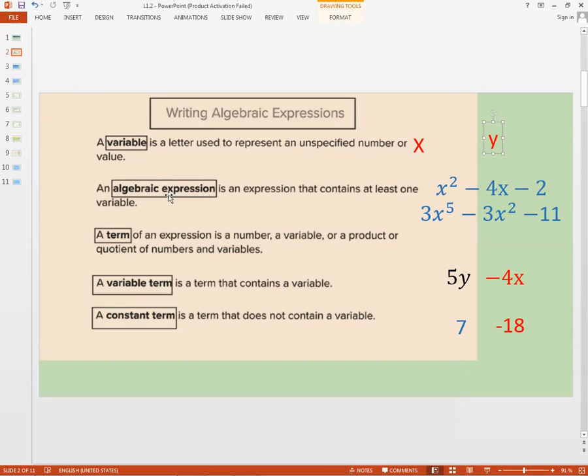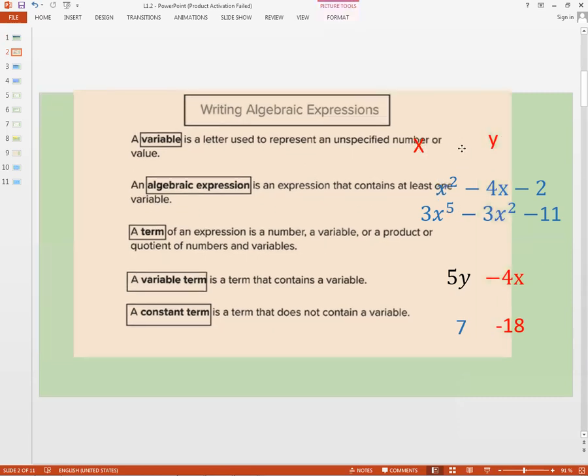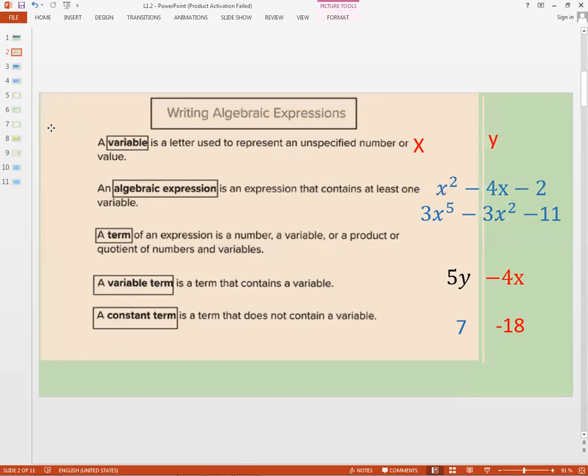An algebraic expression, as I told you before, contains at least one variable. For example, if you write x, it's a variable, yes. You can write many terms as x squared minus 4x minus 2, okay? But the first one is an algebraic expression. It is a variable. The second one here, as you see, it's an expression. You can't say it's a term.